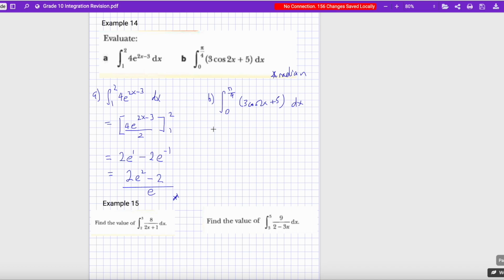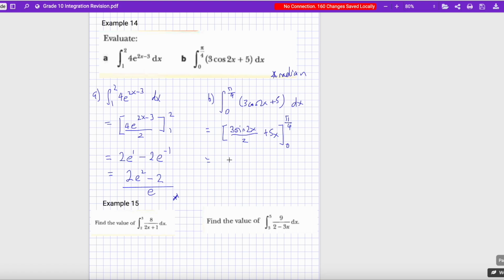Okay, so let's go ahead and integrate this. We should be able to get 3 cosine 2x, so we should be able to get 3 sine 2x, and we're going to divide it by the differential of 2x, which is 2. All right, and we are going to integrate 5, which should be just 5x. Before it was 5 times x to the power 0, so now x to the power 1. And we are going to integrate it from 0 to pi over 4.